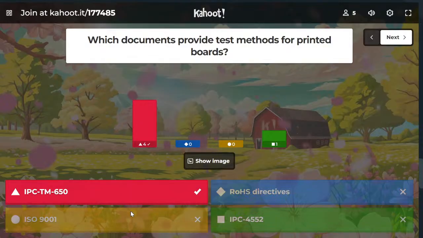So ISO, you know about ISO? ISO is like a standard organization. Okay. Completely it is not related to what we are discussing, the current context. It doesn't even belong to our context. Fortunately, at least one chose IPC 4552, because you were able to identify that the answer should be among these two. That's good.